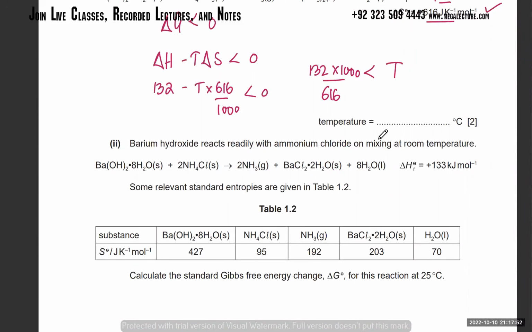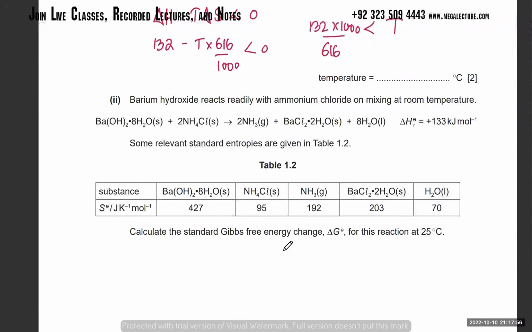Barium hydroxide reacts readily with... Calculate the standard Gibbs free energy for this reaction at 25. Now the first thing is, for a Gibbs free energy you need two things. Delta G is equal to delta H minus T times delta S, right? So you already know the delta H over here. You also know that.